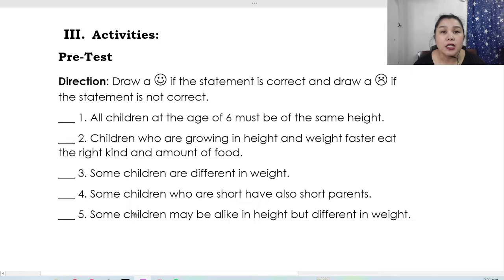Number 4, some children who are short have also short parents. And number 5, some children may be alike in height but different in weight. Finish until number 5 before we proceed with the next page.